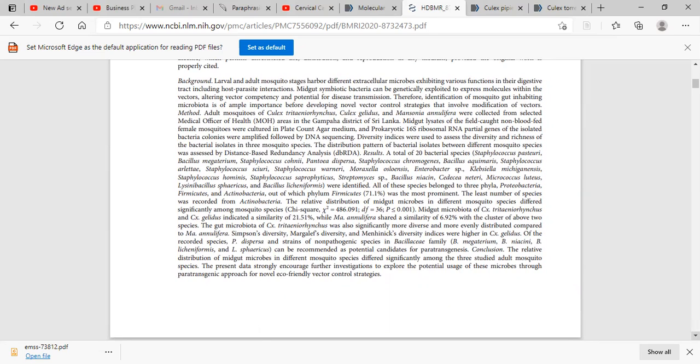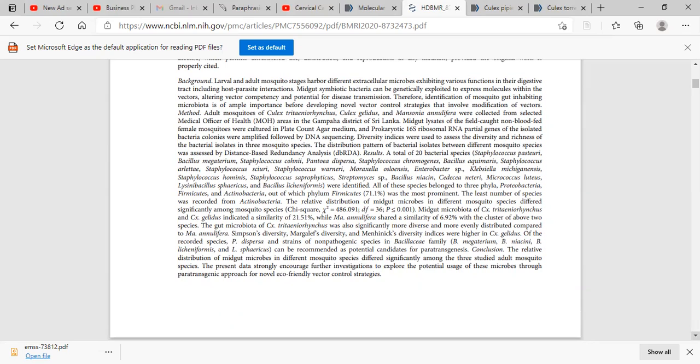Well, they collected adult mosquitoes of different Culex species in Sri Lanka. After that, the midgut was lysed, and the field-caught non-blood-fed female mosquito samples were cultured. Then the prokaryotic 16S ribosomal RNA partial genes of the isolated bacterial colonies were amplified, followed by DNA sequencing.